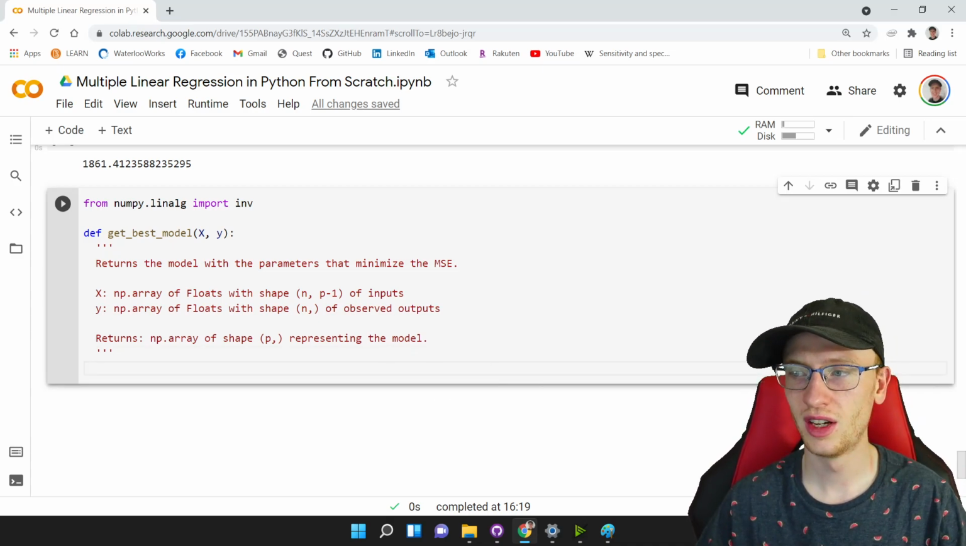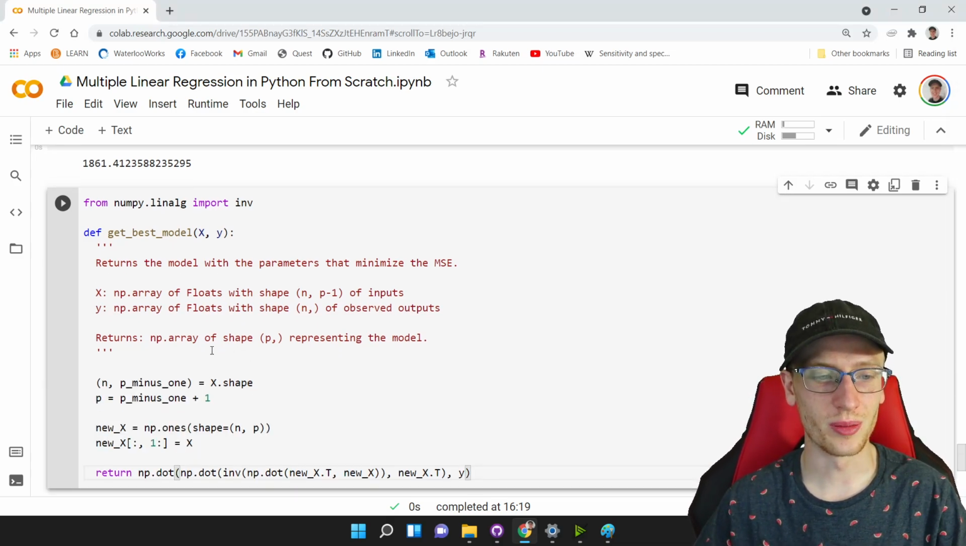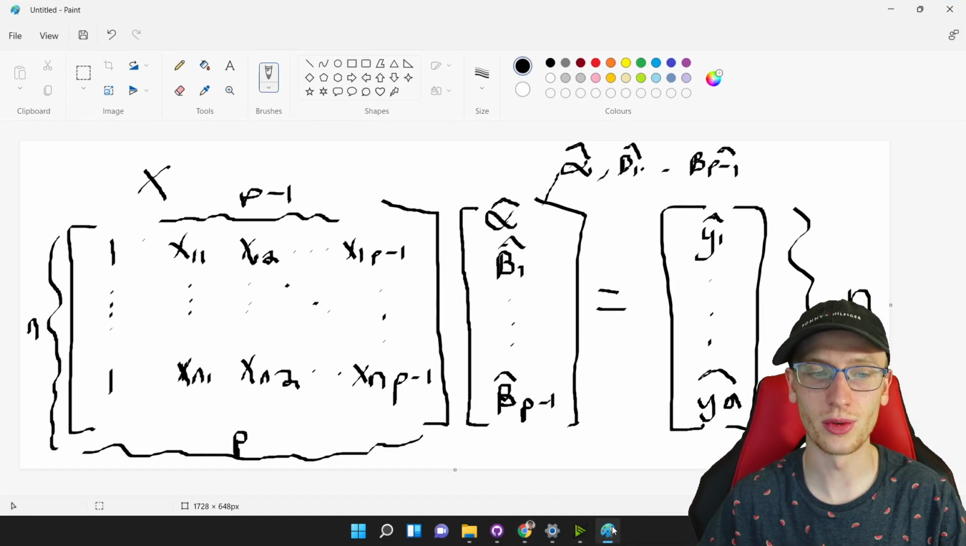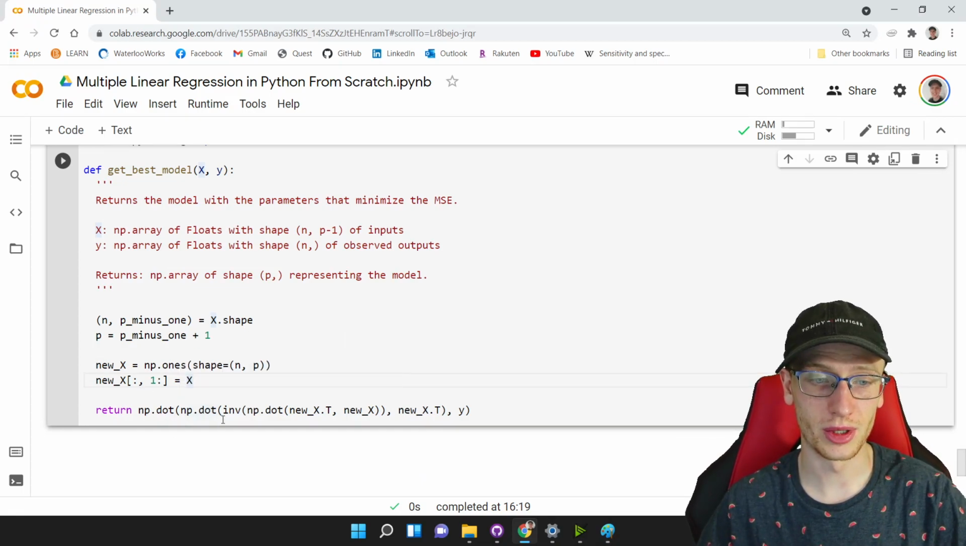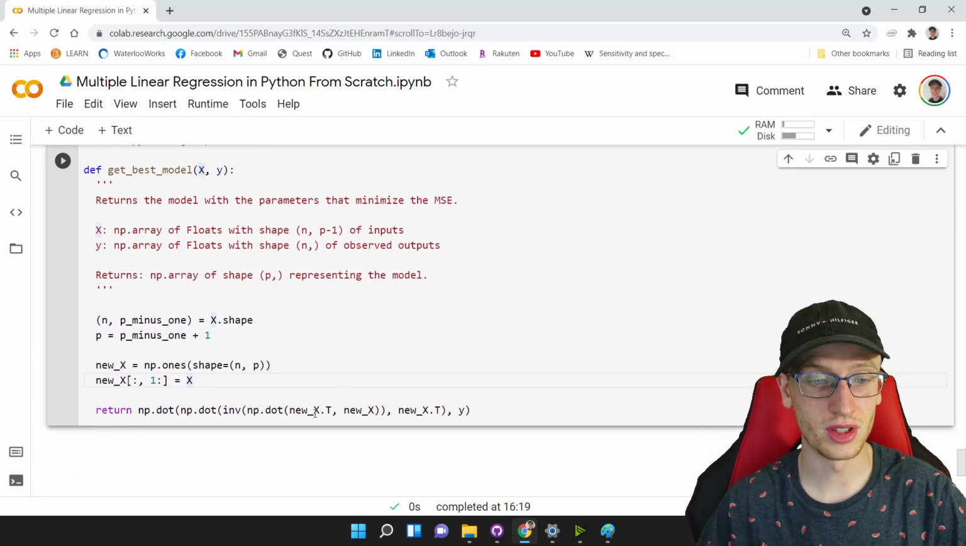So how do we do that? It turns out we do it like this, and I'll just copy it in for you. Here you go. This is the same thing as before. We get n and p. We make our matrix in the exact same way, so that new x is that paint picture as before. And then we do the numpy dot of the numpy dot of the inverse, that's numpy dot linalg dot inverse, of the new x transpose.